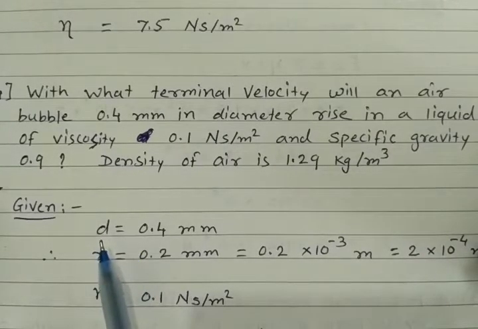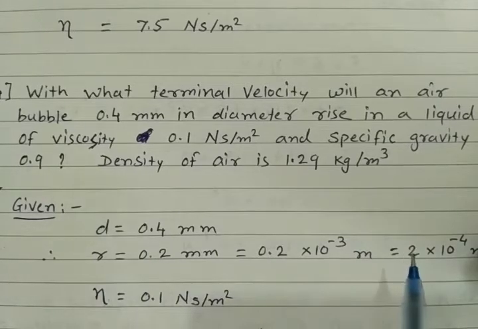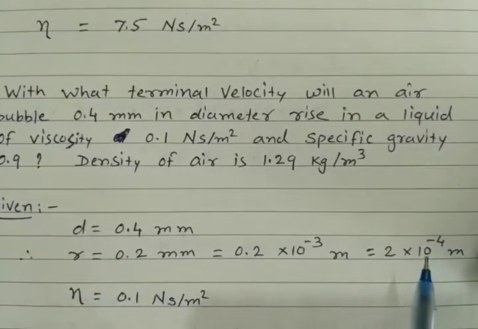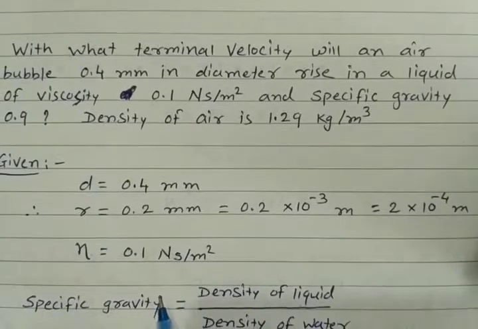We have the diameter of this bubble 0.4 millimeter, and therefore its radius will be half of the diameter, which is 0.2 millimeter. So converting into meter, we have 0.2 into 10 raised to minus 3 meter. Again, shifting this decimal point one place, it becomes now 2 into 10 raised to minus 4 meter. The viscosity eta is 0.1 Newton second per meter square.